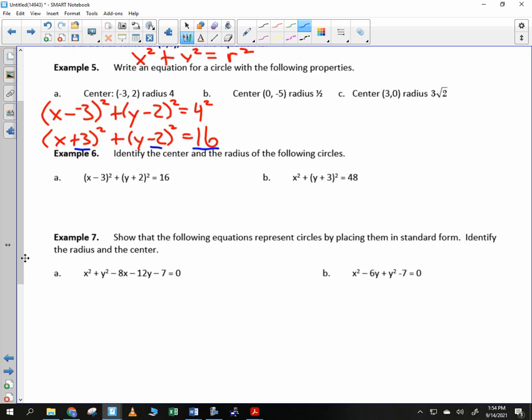So watch as that happens here as well. Here I have an x value of 0. So what's x minus 0 squared going to be? X squared plus, and then it's y minus -5. So what's that going to be? Y plus 5 squared equals, and then what do you get if you square a half? A half times a half is a fourth. That's the equation for a circle with the center 0, -5, and a radius of 1/2.